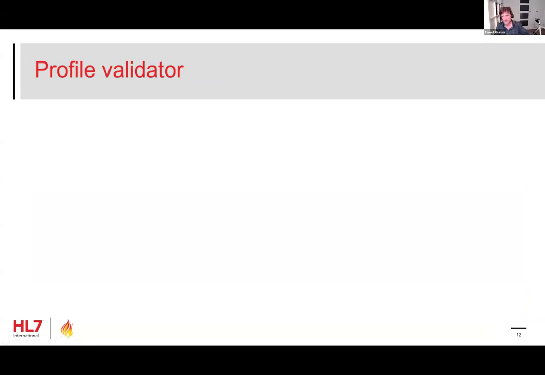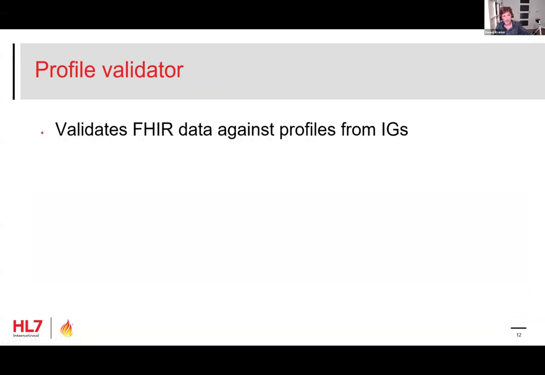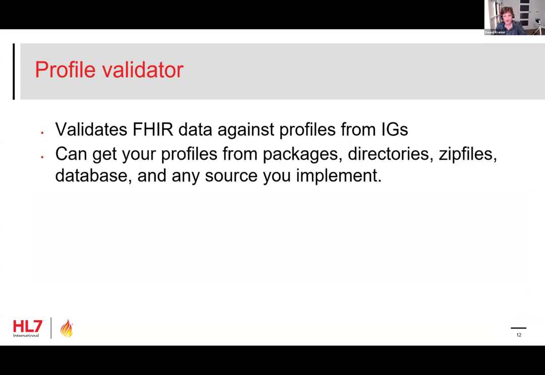Then I'll go over a little bit on the other parts. So we've dealt with the POCOs. I already told you about the profile validator. So the profile validator validates FHIR data against profiles from IGs. I said that before. These profiles can come from packages, directories, zip files, databases. We made the .NET SDK flexible enough that by implementing an interface, you can implement your own sources of profiles.